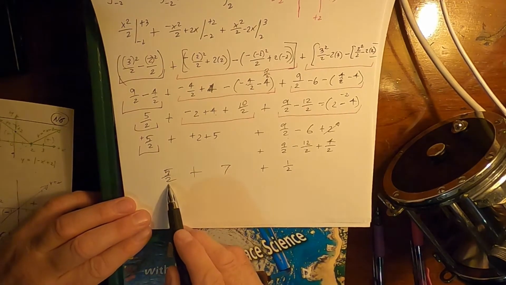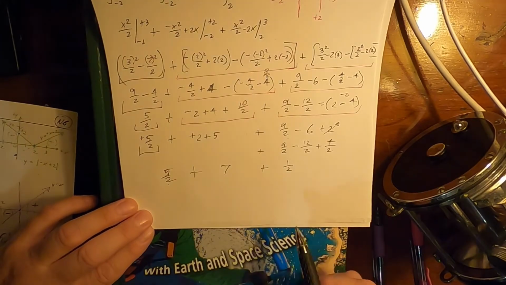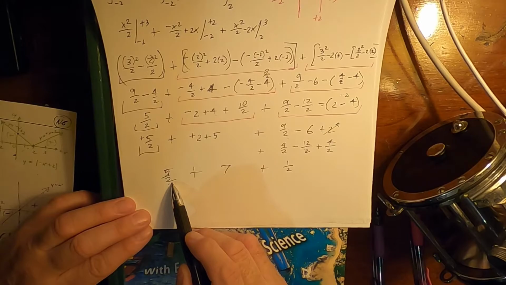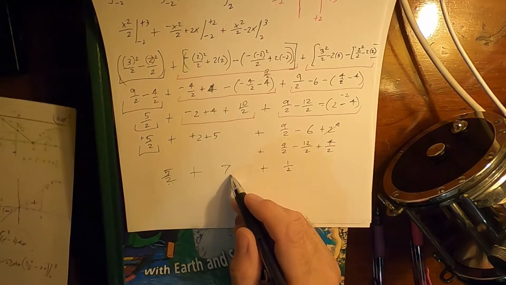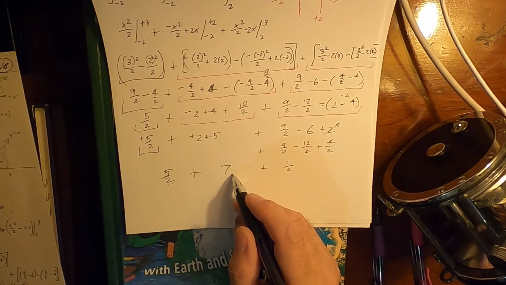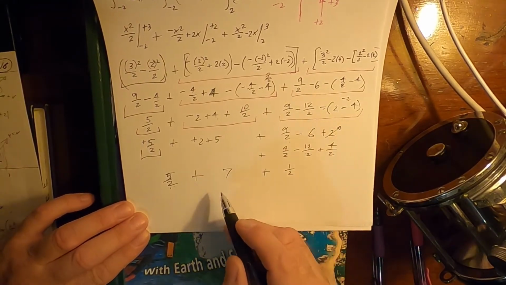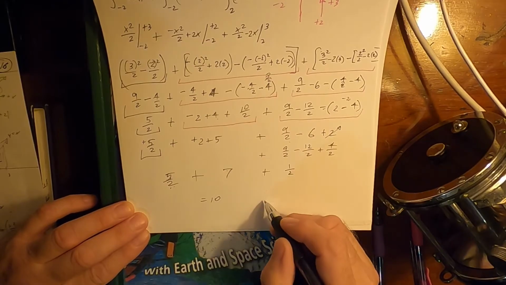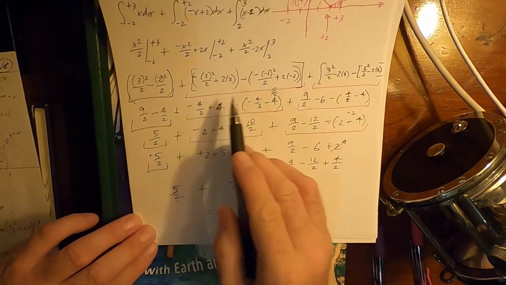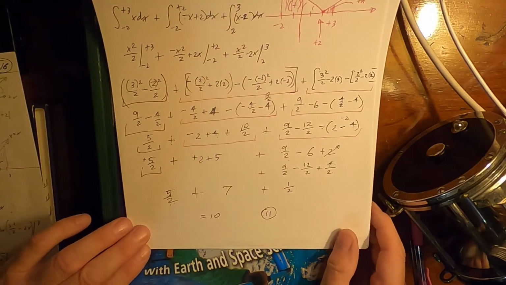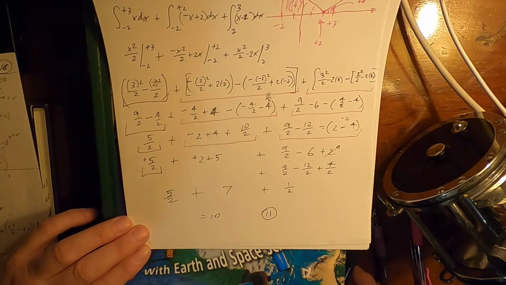So 6 halves. I think I'm making a mistake here somewhere. 6 halves is 3 plus 7 would be 10. And I must have made a mistake in the addition here in the middle. So I'm getting 10. But the answer is 11. So I probably messed up my math in the middle here. And I don't want to go hunting through it.